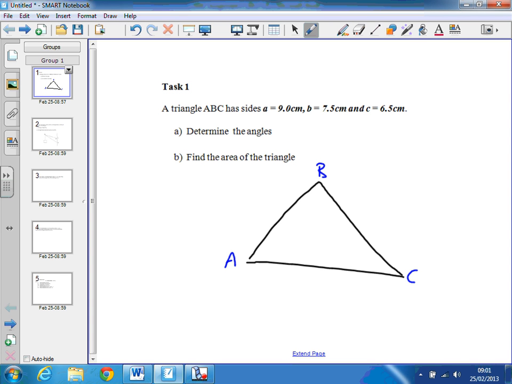Lowercase, but which side is lowercase a? Right, the side opposite the angle. So this would be side A, that would be side B, and that would be side C. So you're given some information. You're given the length of the side A, side B, and side C, and you've got to determine the angles.